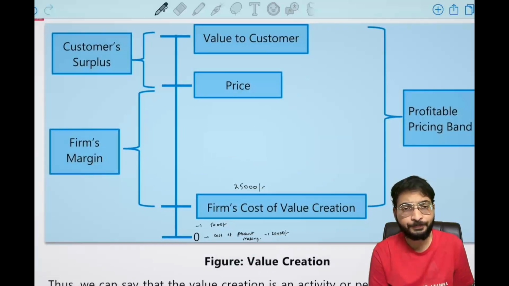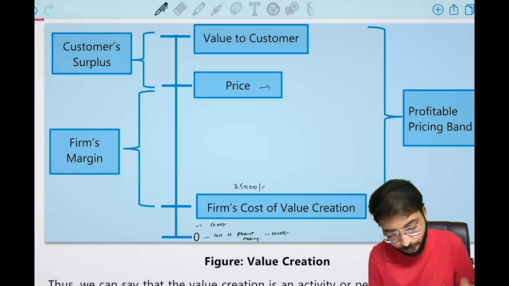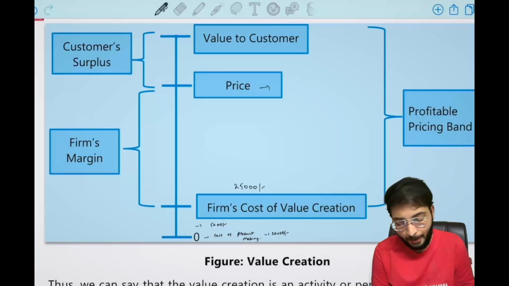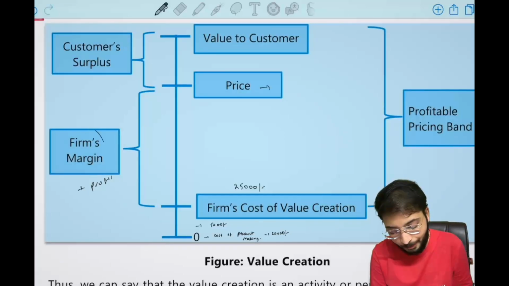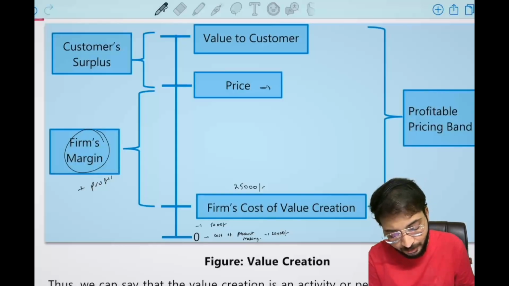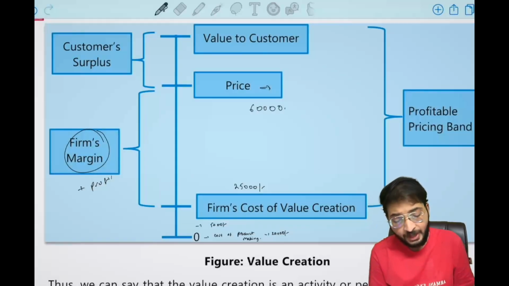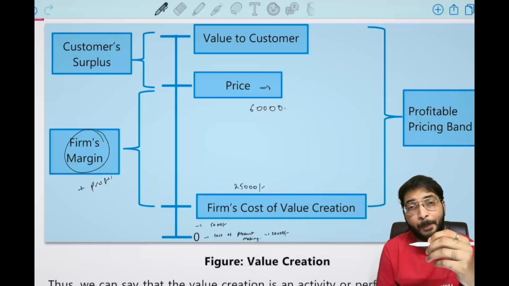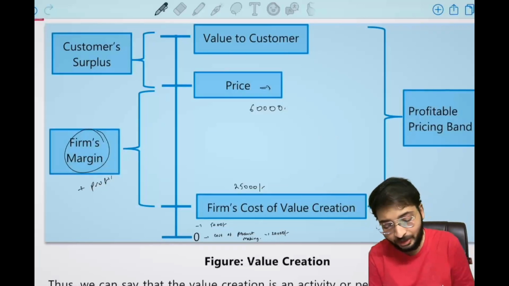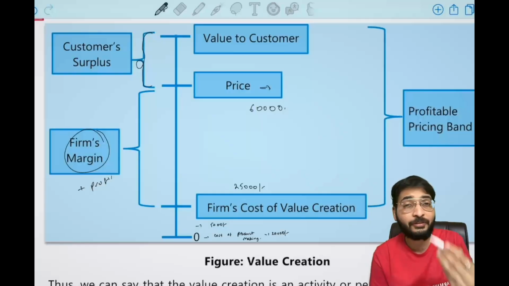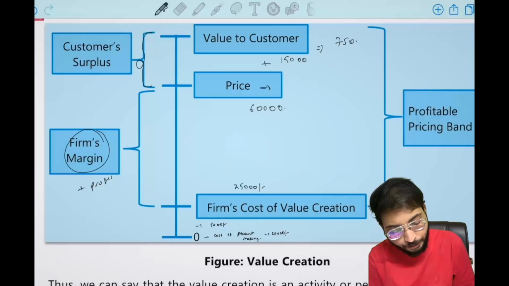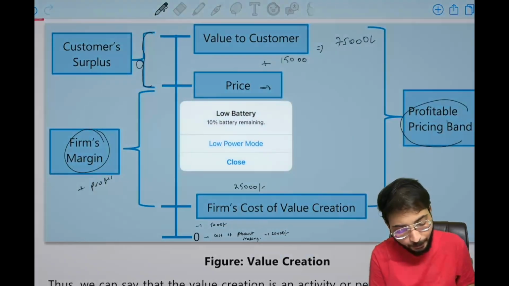Now, what is price? Price is the firm's cost of value creation, which is the total 25,000, plus profit, which is nothing but the margin. Now, say this is 60,000. Now, for the extra value we are providing to the customer, the security, Apple is charging 15,000 rupees extra. This is what the customer is willing to pay, that extra 15,000 for the security we have created. Now, this plus 15,000 is the selling price, which is 75,000. Now, what is this? The firm's profitable pricing band.